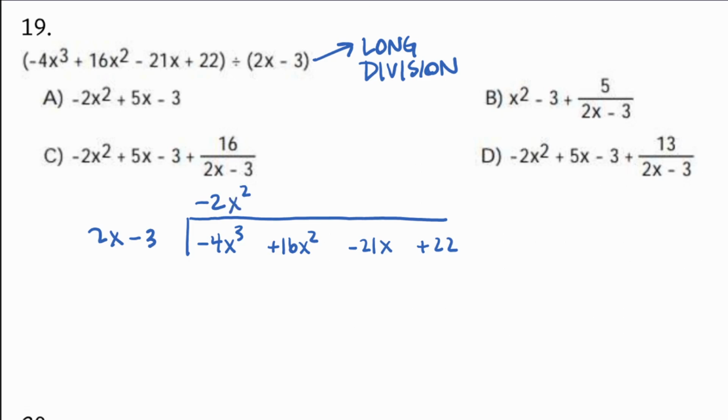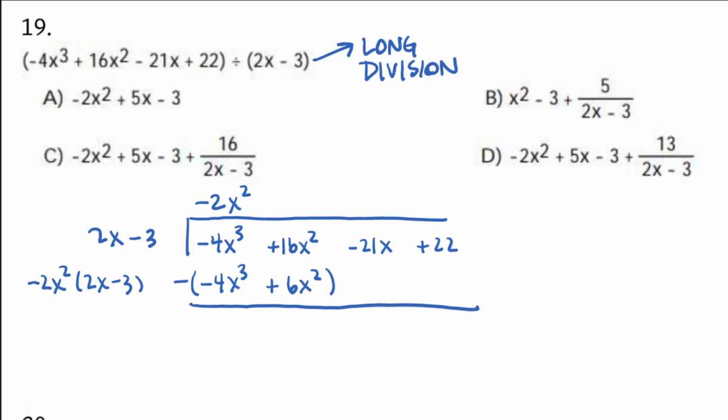Then I take the negative 2x squared and multiply it by the 2x minus 3, and I'm going to get negative 4x to the 3 plus 6x squared. Then I'm subtracting this away. Negative 4x to the 3 plus 4x to the 3 would be 0. 16 minus positive 6 would be 10x squared. And I'll drop down the negative 21x.